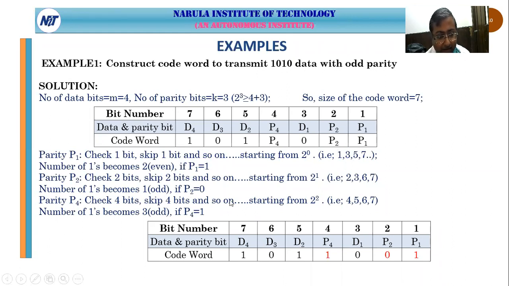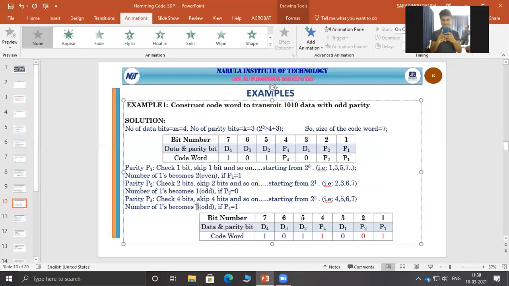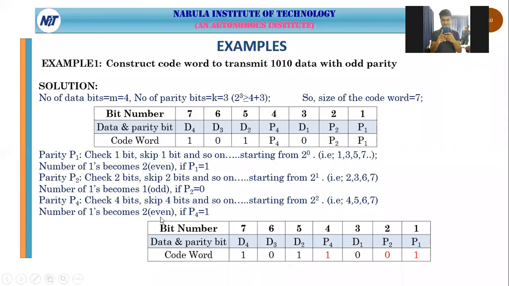Clear? For P4, check 4 bits, skip 4 bits. So check 4 bits: 1, 2, 3, 4. How many ones are there? Two ones are there, that means even. Again 2, so this is even. So for this reason, P4 is 1.